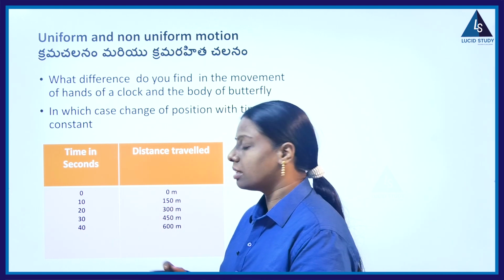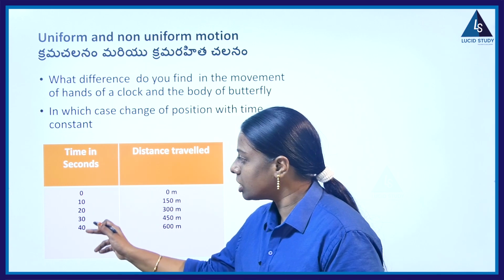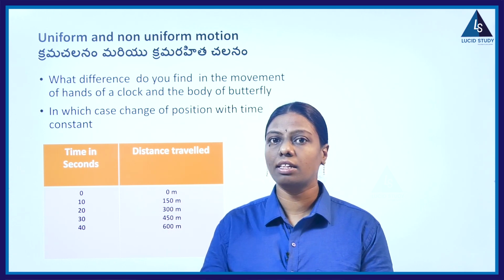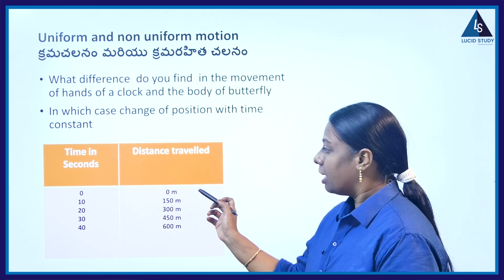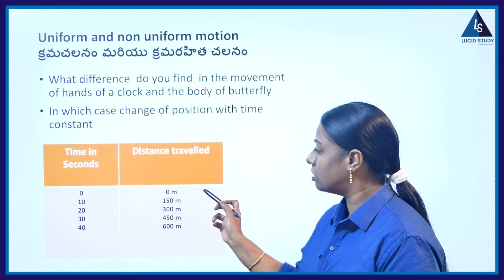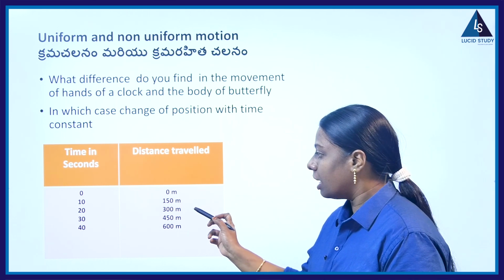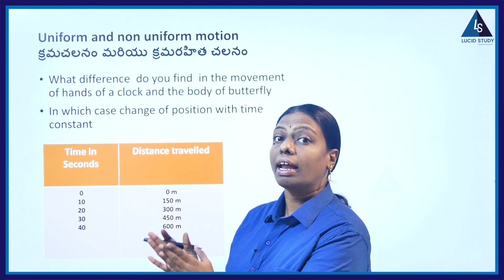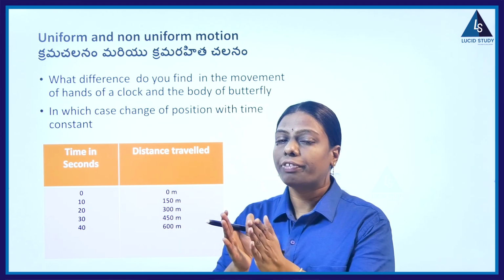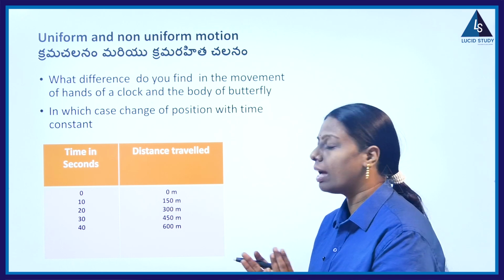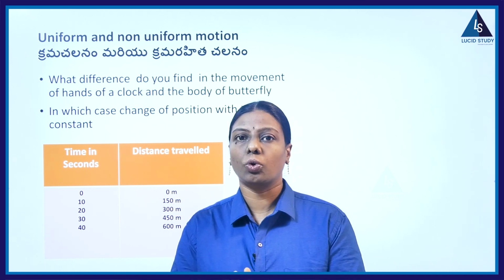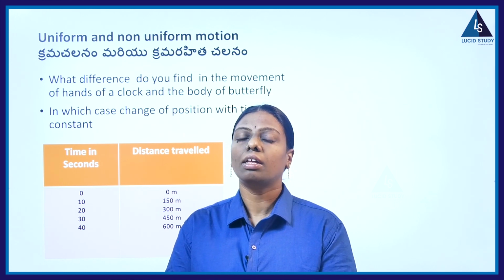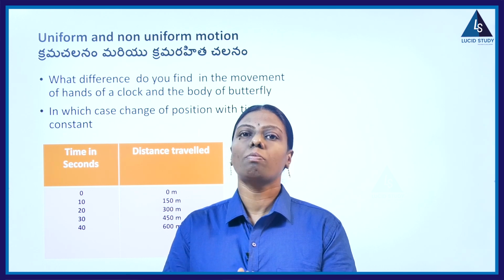If you see this variation, the variation is equal here. The time interval is constant there. For every 10 seconds, how is the object moving? Initially, it is at 0 meters. Then it has covered 150 meters. Then it has covered 300 meters. What is the variation here? It has covered 150 meters in 10 seconds. For each 10 seconds, it has covered 150 meters. So that shows an object covers equal distances in equal intervals of time. Then we call it uniform motion.